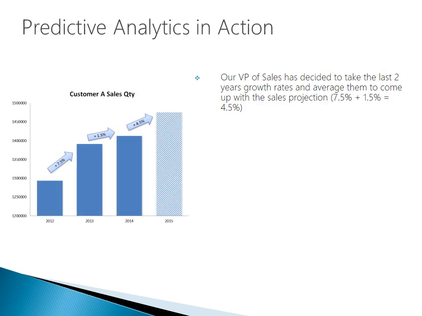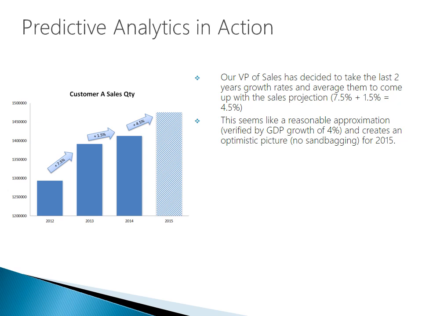This is exactly what our VP of Sales has decided to do. They took the growth rates of the last couple of years and they did a simple average. So they said, hey, I grew 7.5% from 2012 to 2013. I grew 1.5% from 2013 to 2014. So I'm going to go ahead and average them and say 4.5%. That looks like a pretty reasonable figure on the surface.